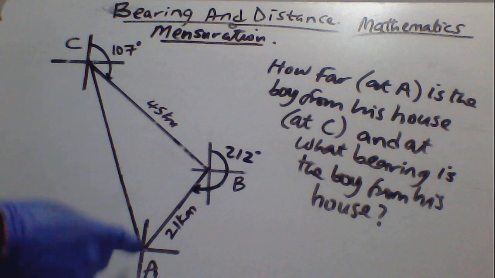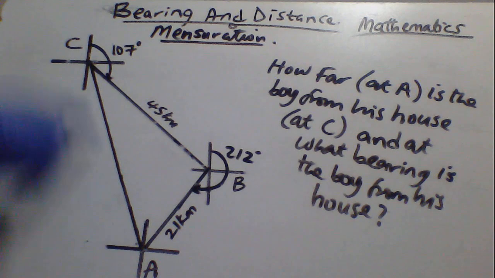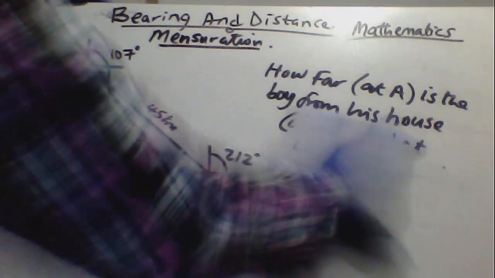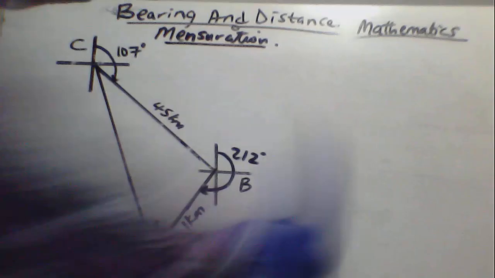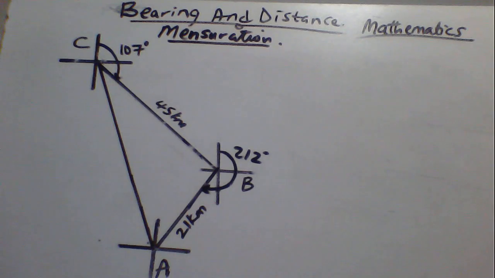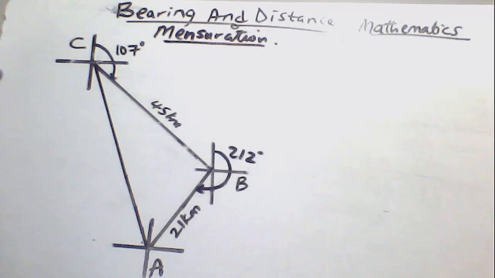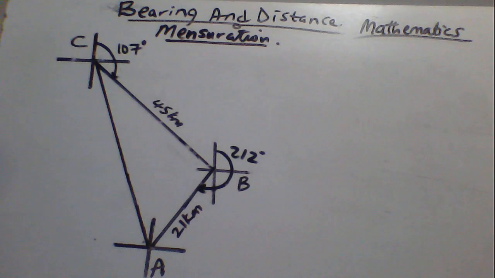Here is his house, here is where the boy is now. So you are asked, how far is the boy from his house, and at what bearing is the boy from his house? So there are some adjustments we have to make in order to get the distance of the boy from his house and the bearing of the boy from his house. So you have to look at the question. Already the question is put in a diagram form.